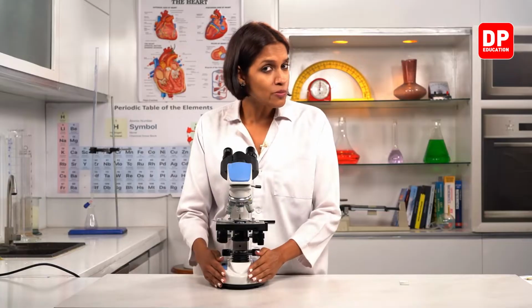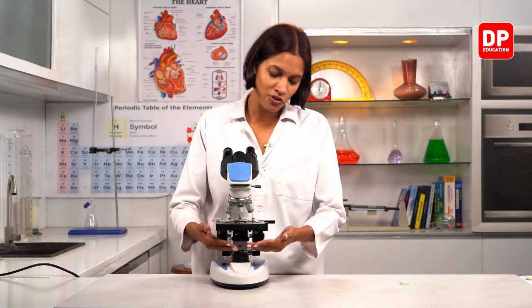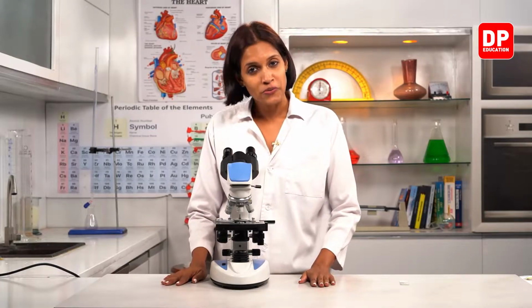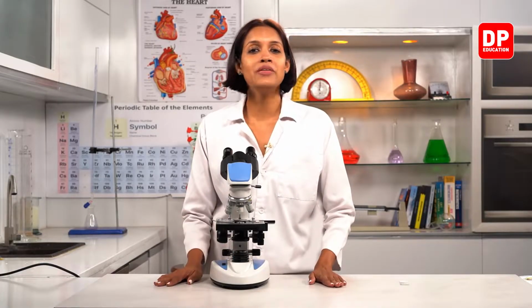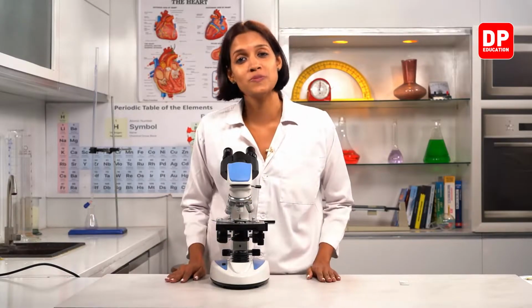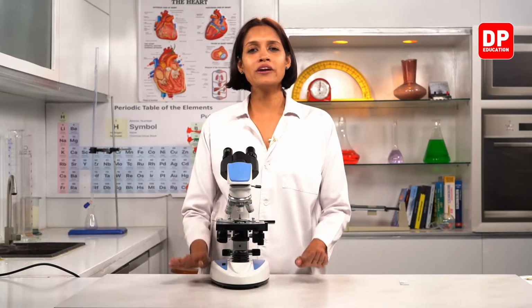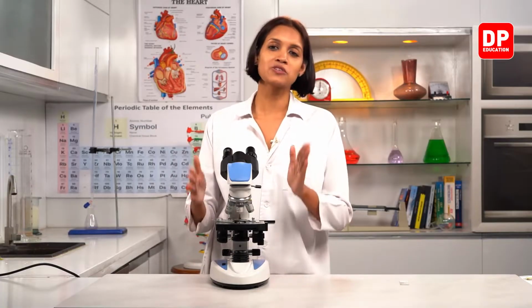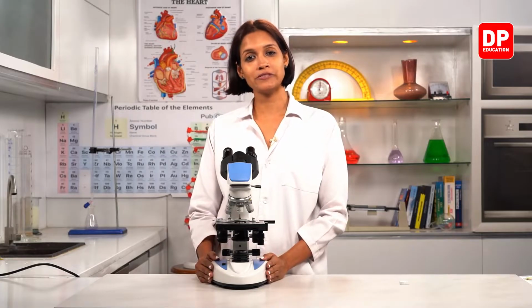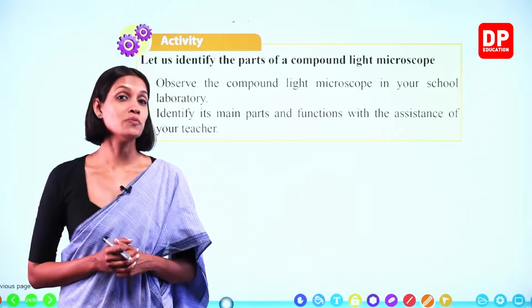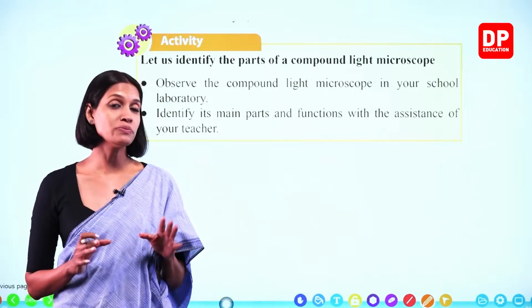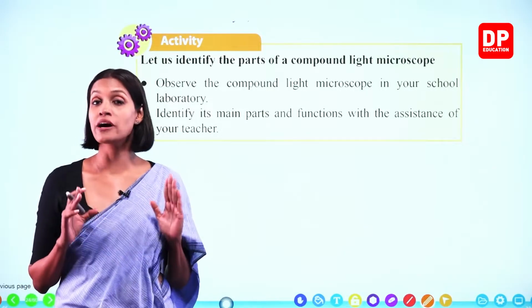But does this microscope need a mirror? No, because this comes with a source of light. Okay, children, this comes with a light bulb, therefore it doesn't need another mirror to direct light onto the specimen. So I hope you understood about the microscope, and now you know all the parts of a compound light microscope. Right, children? So you observed the parts of the compound light microscope. Now you should be able to label the parts by yourselves.